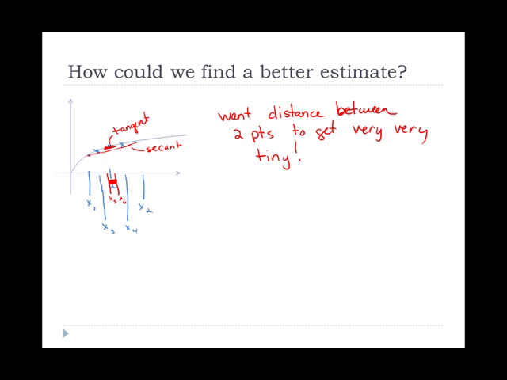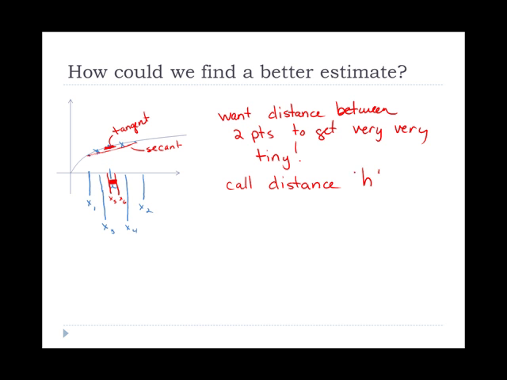Okay? We call that distance h. h is the horizontal distance between 2 points. So we want h to get tiny. What do we mean by tiny? We want h to get so tiny that it approaches, or gets very, very close to 0.